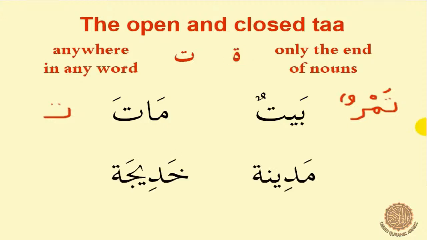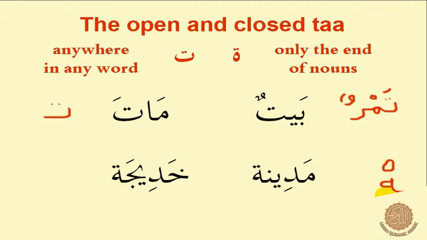So you notice here the ta marbota at the end of the word. And notice one thing about the ta marbota. The way it's written is exactly the same as a ha. So if you remember, the ha can be written in 2 ways. At the end, if for example it doesn't join to the second last letter, it will be written on its own like this. Or if it's connected to the second last letter, it's written like this.